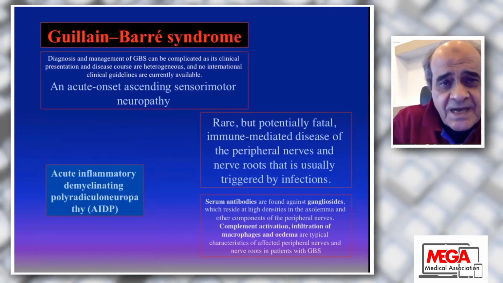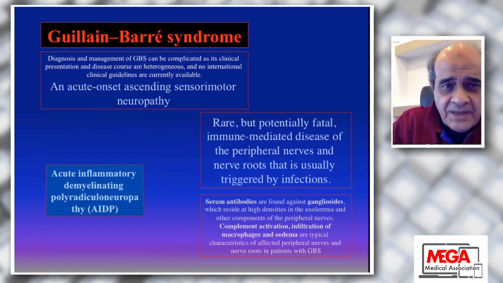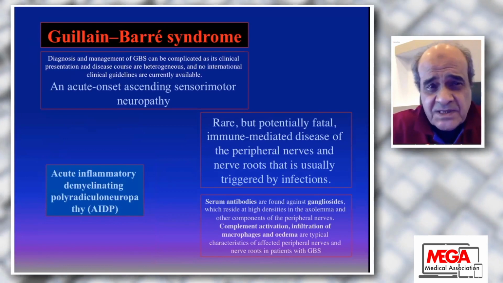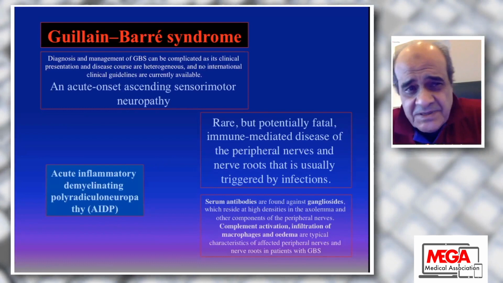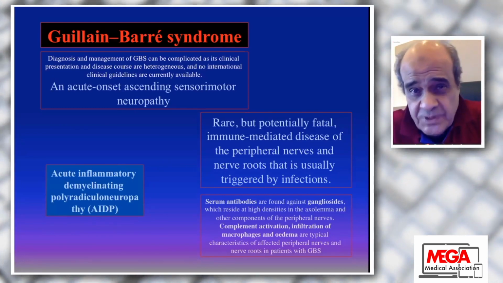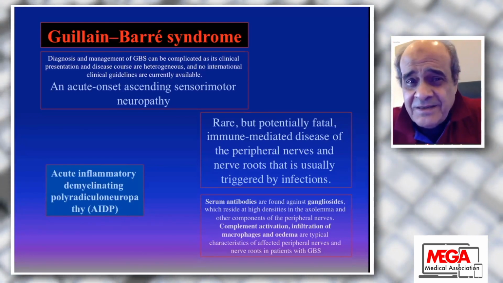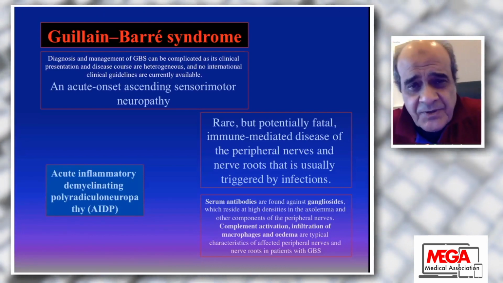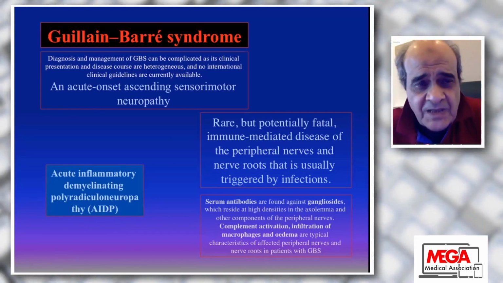If we start with a common disease, which is Guillain-Barré syndrome, as we know, the diagnosis and the management of this disease may be complicated. Its clinical presentations and disease course are mostly heterogeneous, as we will see. And so the international clinical guidelines currently available depend on some literature, on case studies, and on some expertise, and so on.